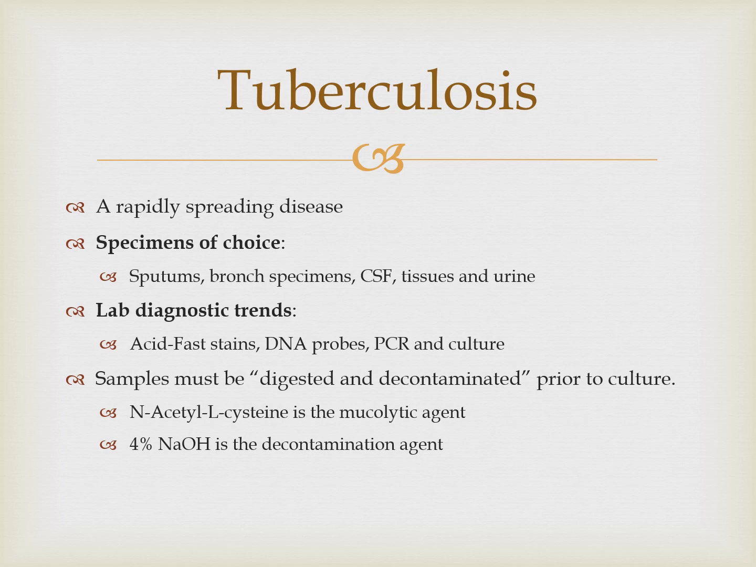Don't forget, whenever we're processing acid-fast samples, we want to make sure that we digest them and decontaminate them. We can do that by using N-acetyl-L-cysteine as the mycolytic agent that actually breaks down the tissues and the purulent material that you coughed up. It can break that down, releasing Mycobacterium tuberculosis onto the culture media so we can culture it and identify it. Now, 4% sodium hydroxide is the decontamination unit where we kill off normal flora in order to be able to see the tuberculosis organism growing underneath the normal flora.